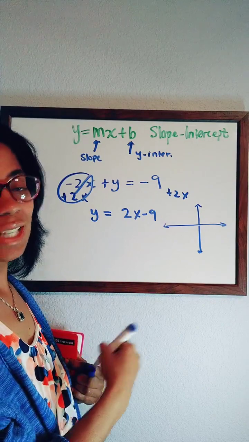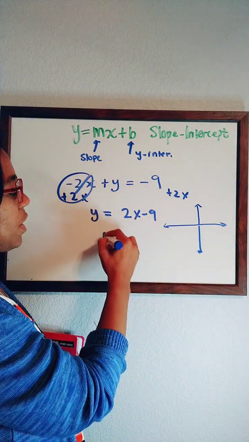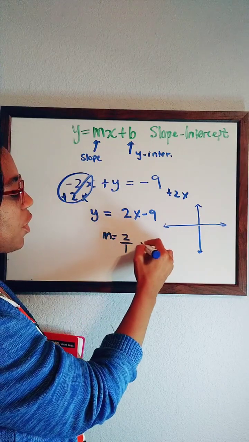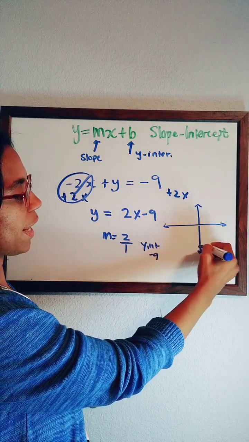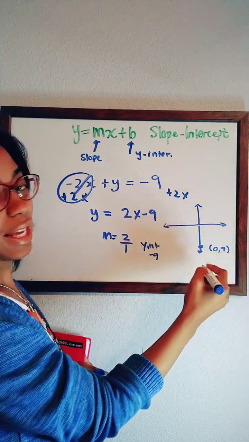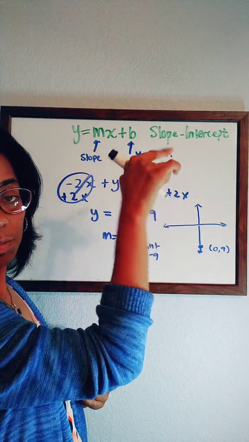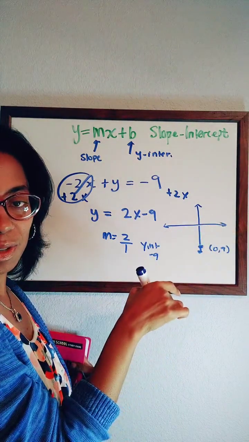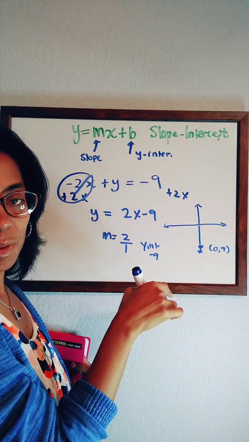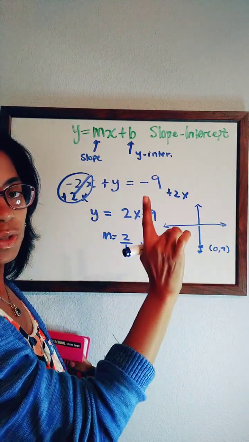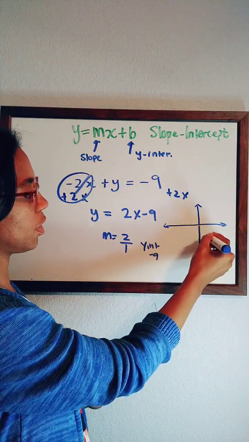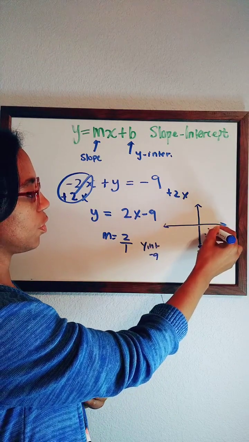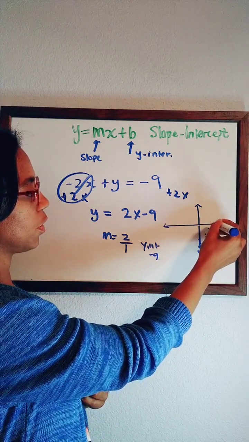2 over 1? Yes, so m is equal to 2 over 1, and then your y-intercept is going to be -9. So that means the graph is going to start way down here at (0, -9). And then you said I'm going to go up 2, and hey, Corey. Thank you, Ibrahim. So now I'm going to go up 2 and over 1. Up 2, over 1, up 2, over 1, and so on.